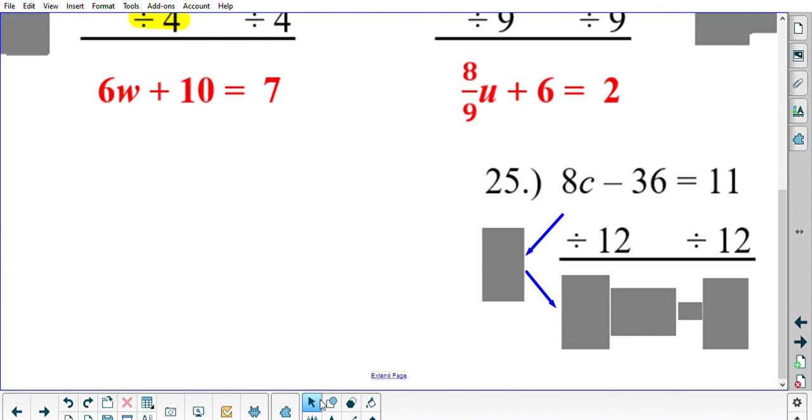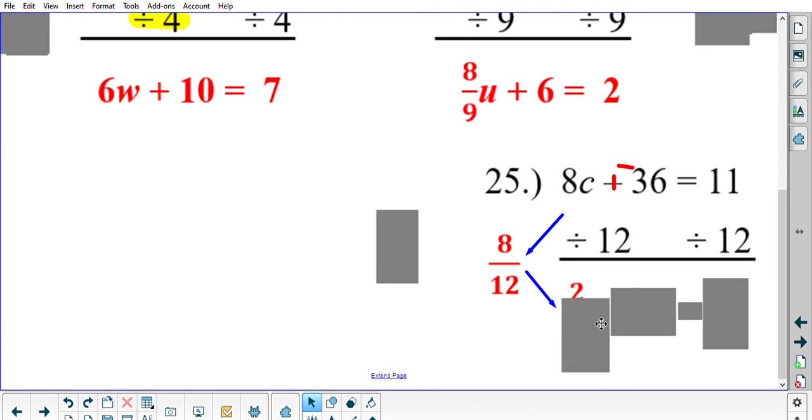Last problem, number 25. Did you make the subtraction in between the 8c and the 36 become adding the opposite? Let's see how you did. 8c divided by 12 would be 8/12 c, but the 8 and the 12 can reduce by a common factor of 2, or better yet, 4. That's the greatest common factor. 8 divided by 4 is 2. 12 divided by 4 is 3. And this would give you 2/3 c.